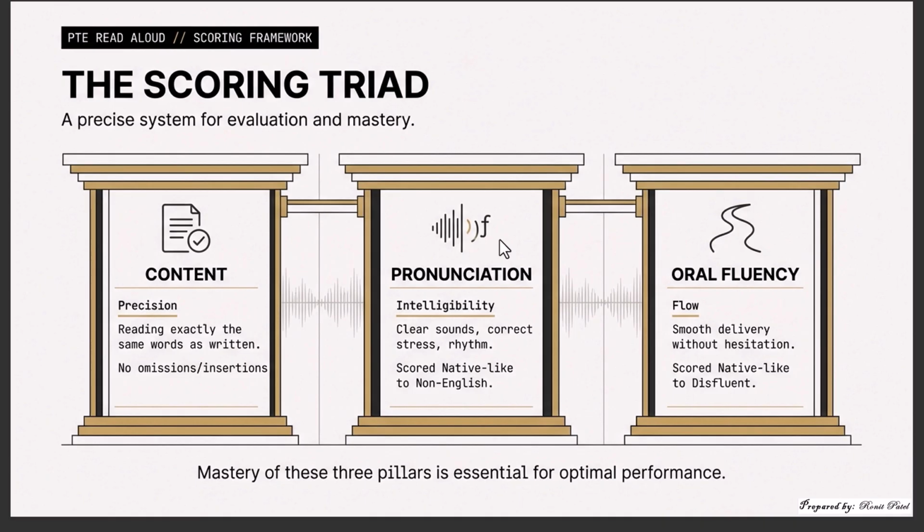Many students believe Read Aloud is only about pronunciation, but the real scoring system is much more precise and even somewhat complicated. This slide shows something called the scoring triad, three pillars that decide your performance. First pillar is content. You must read exactly the same words that appear on the screen. No missing words, no extra words, no changes in tense or order. Even small differences are counted as errors.